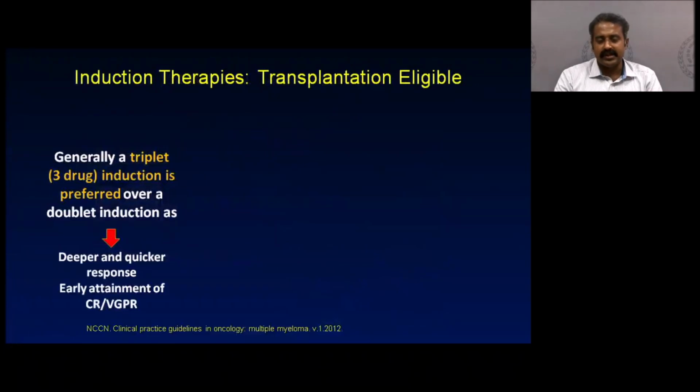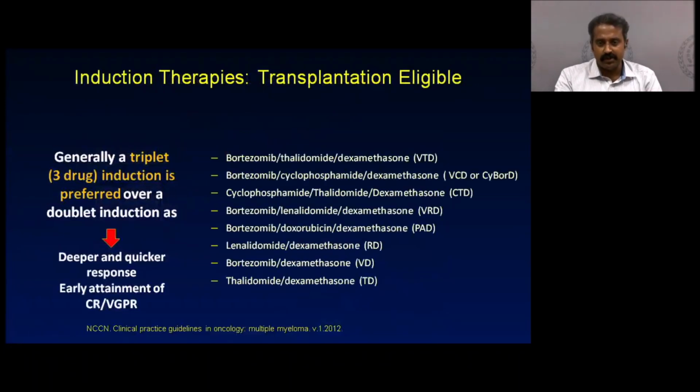So these are the induction therapies which are available for transplant eligible patients. In the previous slide, I said we always use a combination of the various class. So you can have doublets where you combine 2 classes of drugs, or you can have triplets where you combine 3 classes of drugs. Now, comparing between a triplet and a doublet, generally a triplet induction regimen is preferred over a doublet regimen, because there are studies which have shown that if you give a triplet induction therapy, the responses are deeper, you achieve the response quickly, and these response can be sustained, and you can have an early attainment of the various degrees of response.